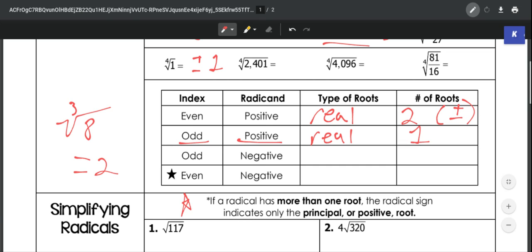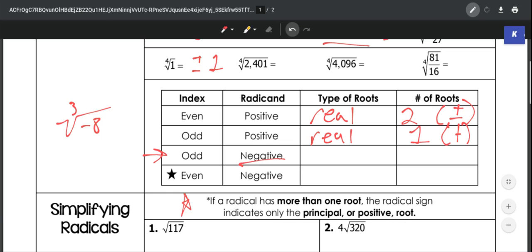It would just be 2, and it would be a plus 2. Now, say we had the same thing, except we had a negative 8. So that's going to take us to actually this third box. So we've got an odd index, which is 3. We've got a negative 8.